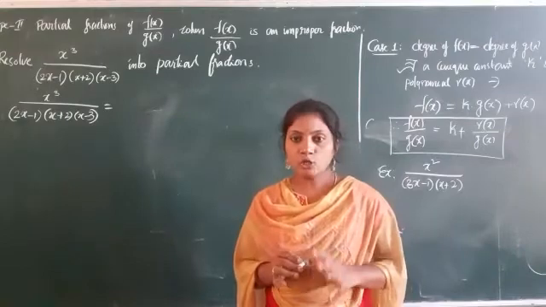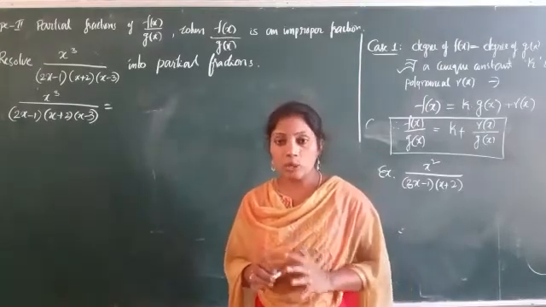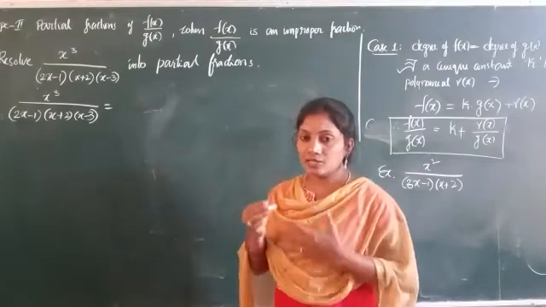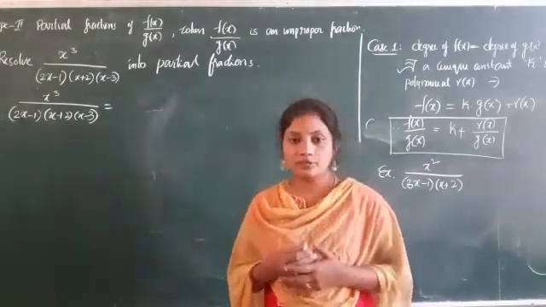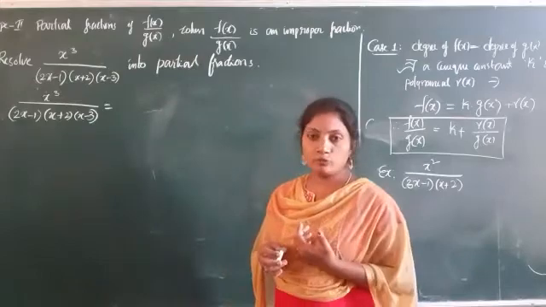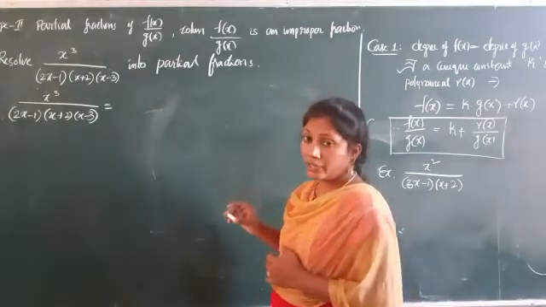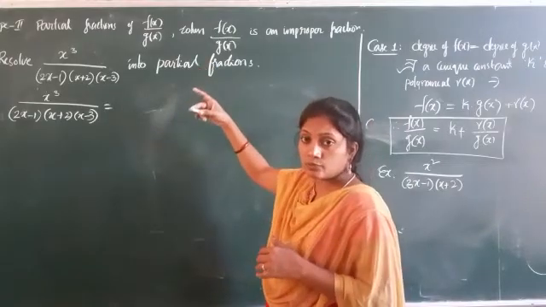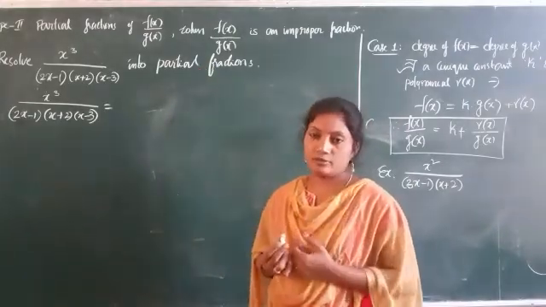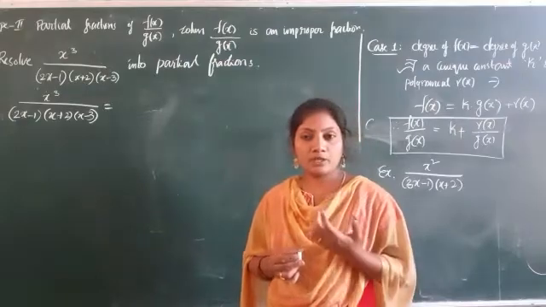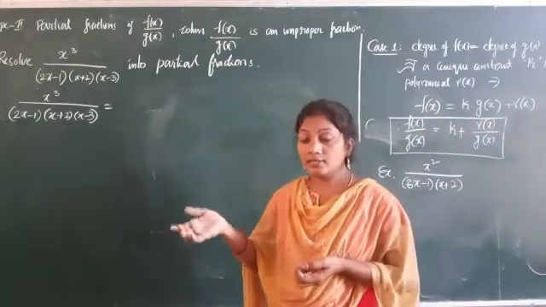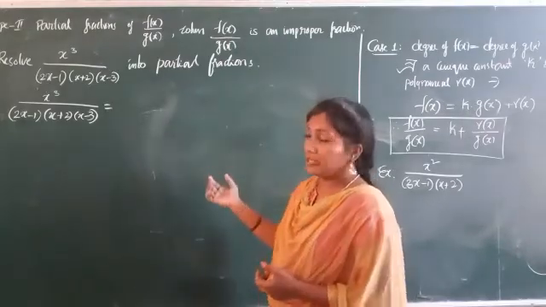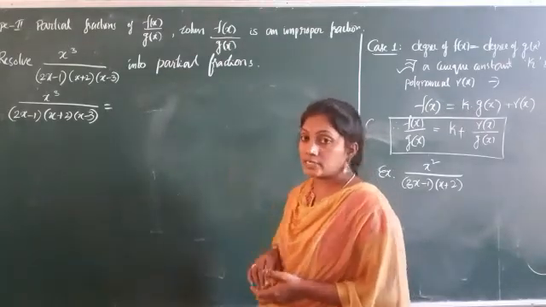Let us see the next type of partial fractions. Already we have seen rule 1, 2, 3, 4. These are all under proper fractions. When the given rational function is a proper fraction, you apply any one of the rules. Here the rational function we have is improper, right? What is proper? The numerator's degree is less than the denominator's degree. Then what about improper? There are two cases in improper.